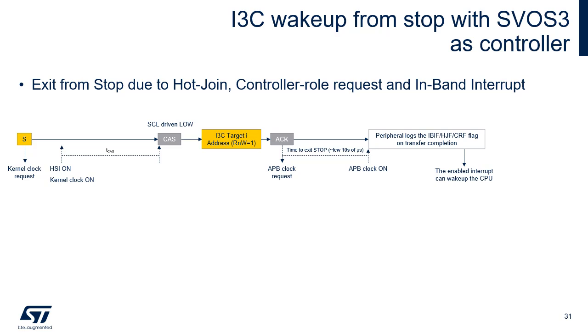On the ACK address of a hot join request, it maintains the APB clock request until that HJF is cleared. Fourth step.